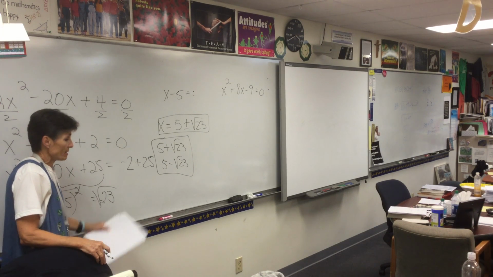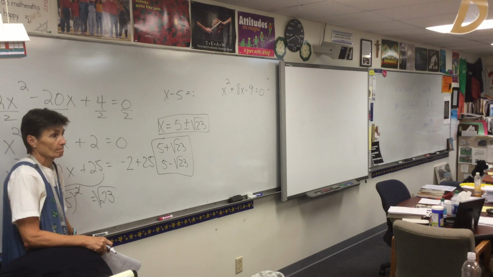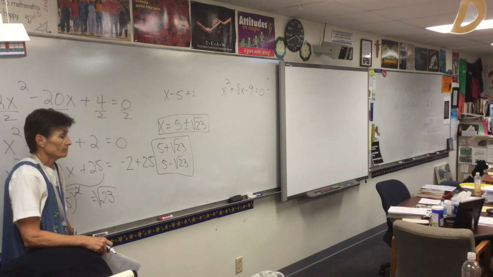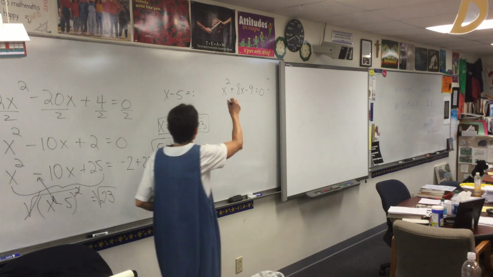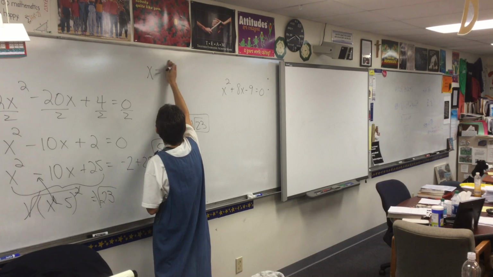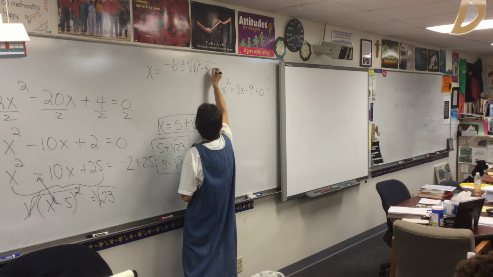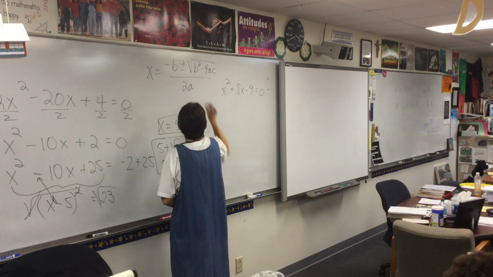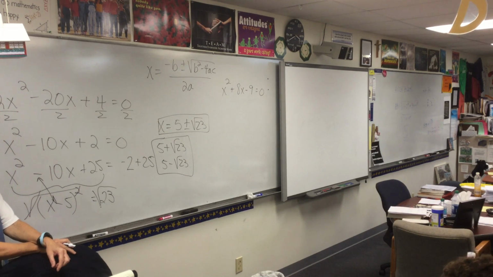The directions say, solve using the quadratic formula. Who knows the quadratic formula? Negative b plus or minus the square root of b squared minus 4ac, all over 2a.